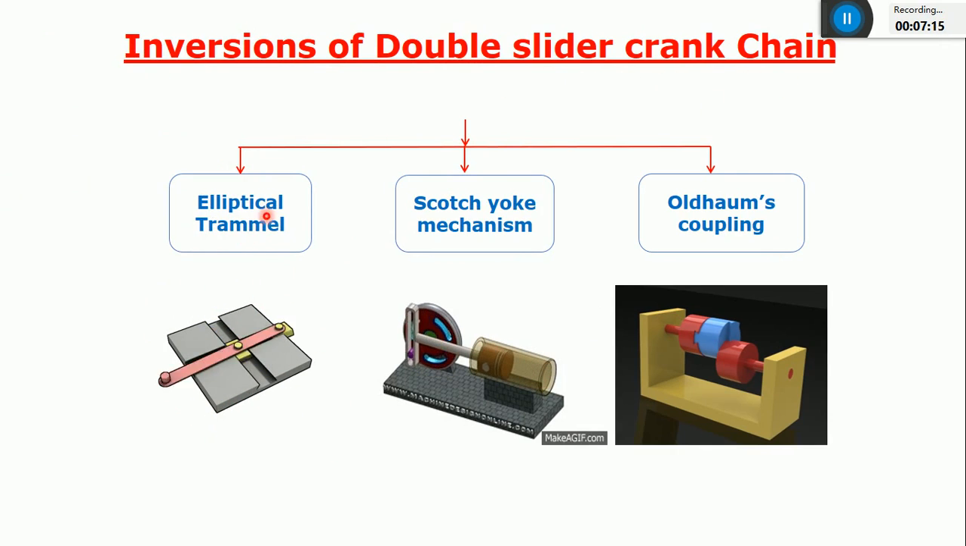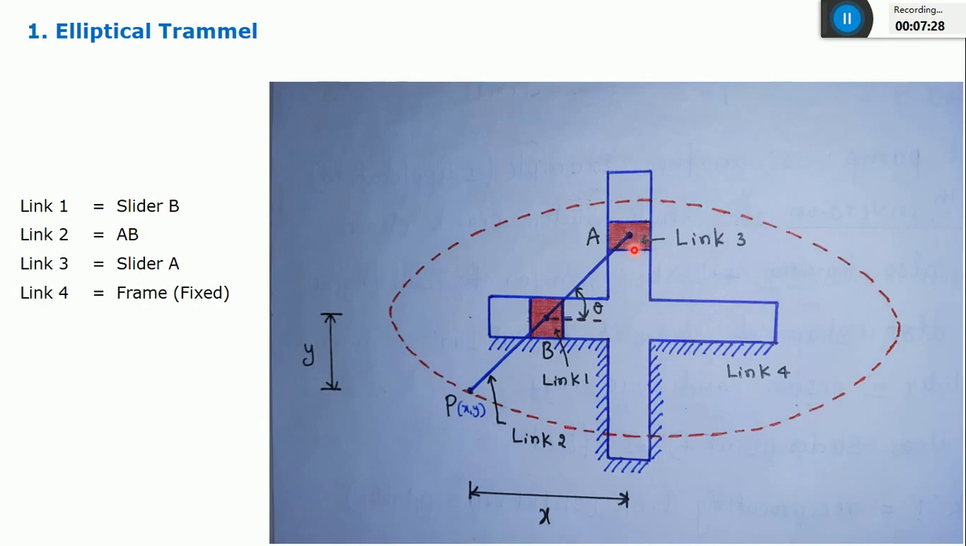First one is elliptical trammel, second one is a Scotch yoke mechanism, then third one is Oldham's coupling. Right? And we have discussed this one in the previous class, that is elliptical trammel. This elliptical trammel also has four links. Link 1 is nothing but a slider, you can consider any one. So this slider is one link, this is one more link, and the link that connects both the sliders is one more link, that is AB, and I'll extend this AB up to point P.